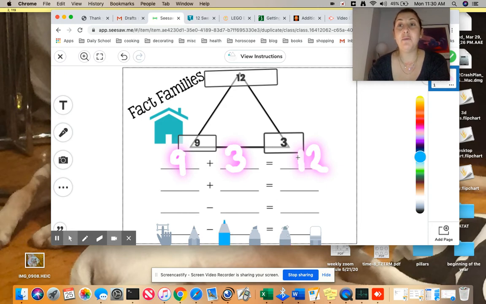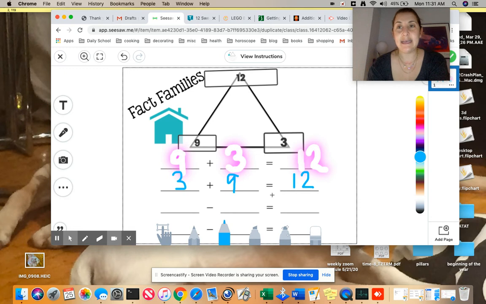Okay, now remember, when we're adding numbers together, the order of the numbers does not matter, meaning the order that you add the parts doesn't matter. So whether I say 9 plus 3 equals 12 or 3 plus 9 equals 12, it doesn't matter because we're still adding the same numbers. We're just adding them in a different order. Okay, so now I have my two addition sentences. 9 plus 3 equals 12. Did I use all three numbers in my fact family? I did. 3 plus 9 equals 12. Did I use all three numbers in my fact family? I did.